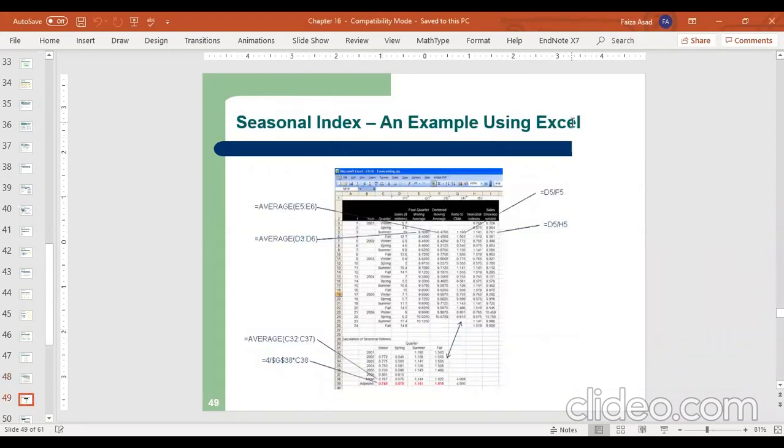Seasonal index using Excel. This is the Excel calculation for seasonal index. Hopefully we will do this also, and then we will discuss this example at that point. Let's move on to the next slide.